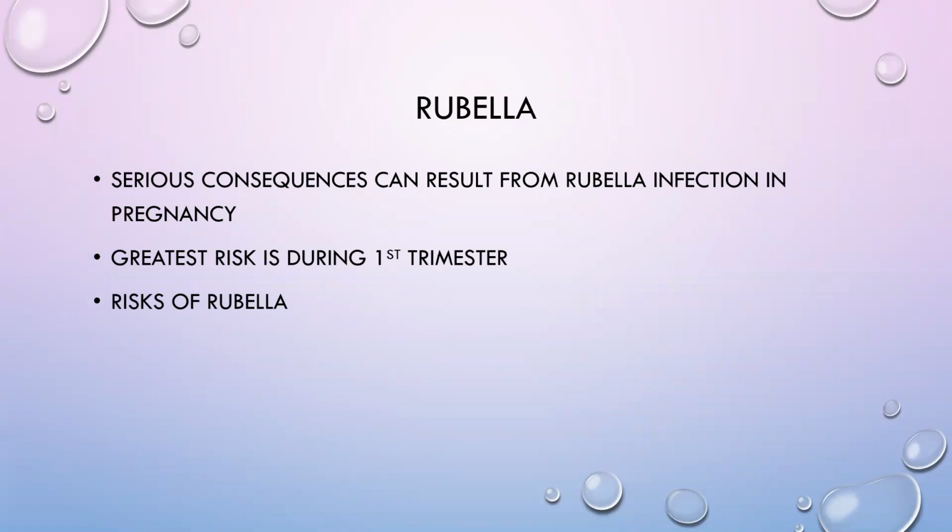The greatest risk of rubella, of being exposed to rubella when they are not immune to it, is during the first trimester. Complications to the pregnancy happen within the first few weeks of pregnancy.